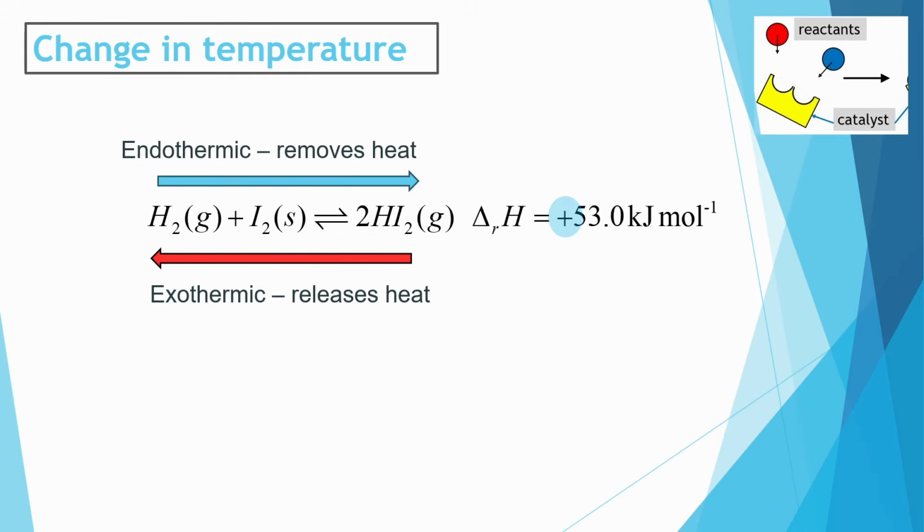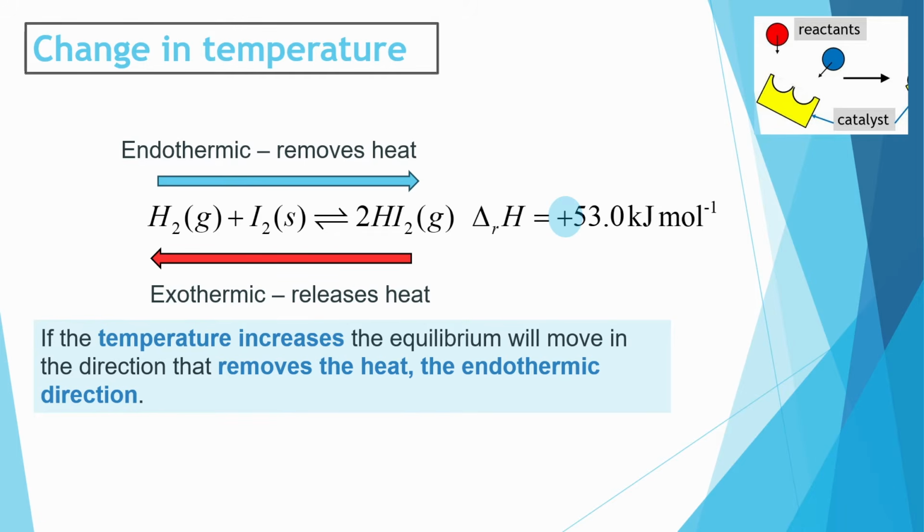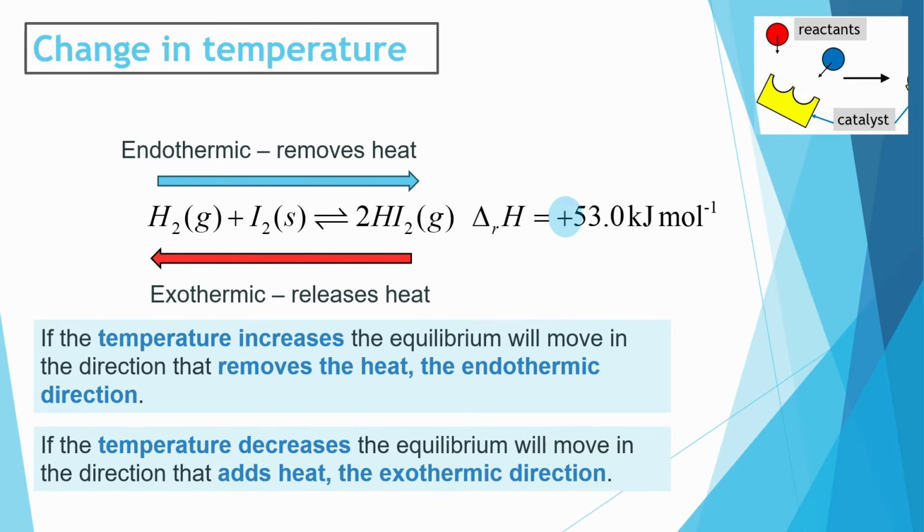So what happens when I change the temperature? If I increase the temperature in this situation, remember Le Chatelier's principle, it wants to oppose the change. If I try and heat up something, then the reaction is going to try and cool it down. How is it going to cool it down? It's going to cool it down by going in the endothermic direction. So if the temperature increases, the equilibrium will move in the direction to remove the heat, the endothermic direction. If the temperature decreases, obviously the opposite's true. It's going to go in the exothermic direction and add heat.